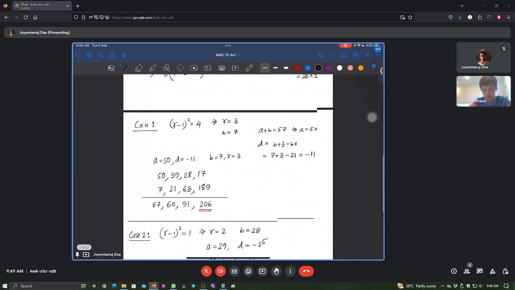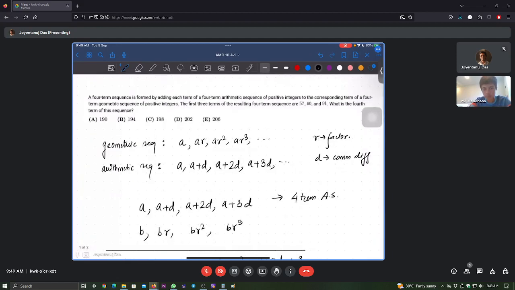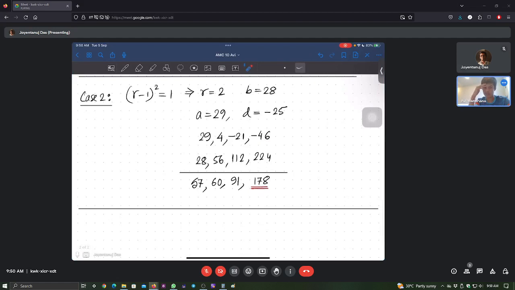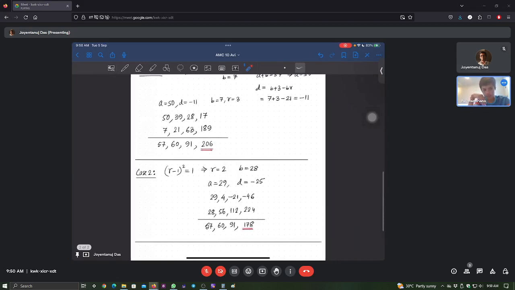Why? Because they have given one more condition that you have to focus on in the question: the arithmetic sequence is of positive integers. So the second case will not work because here we have negative integers.